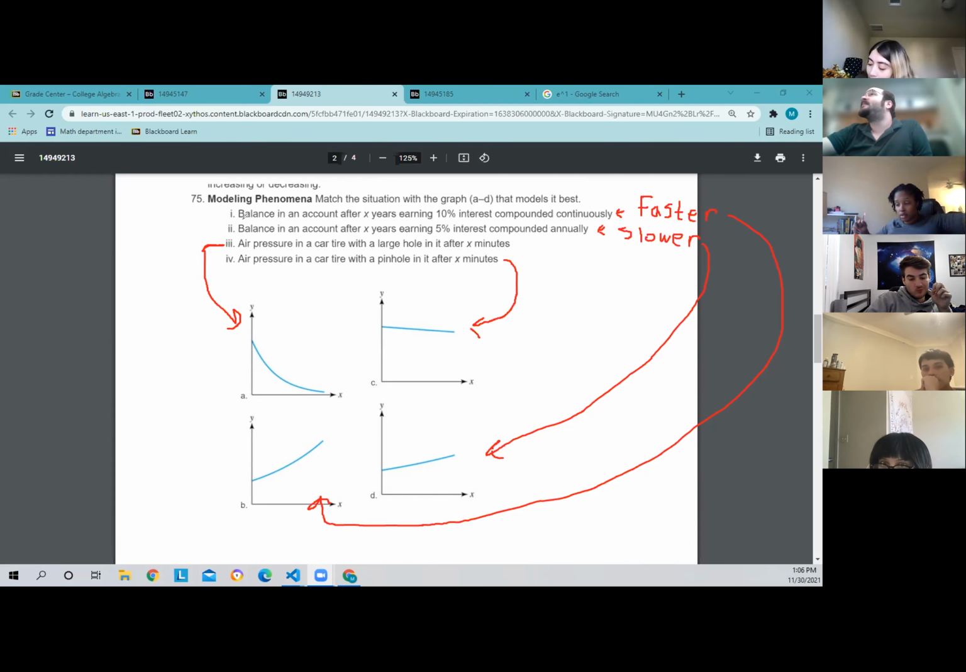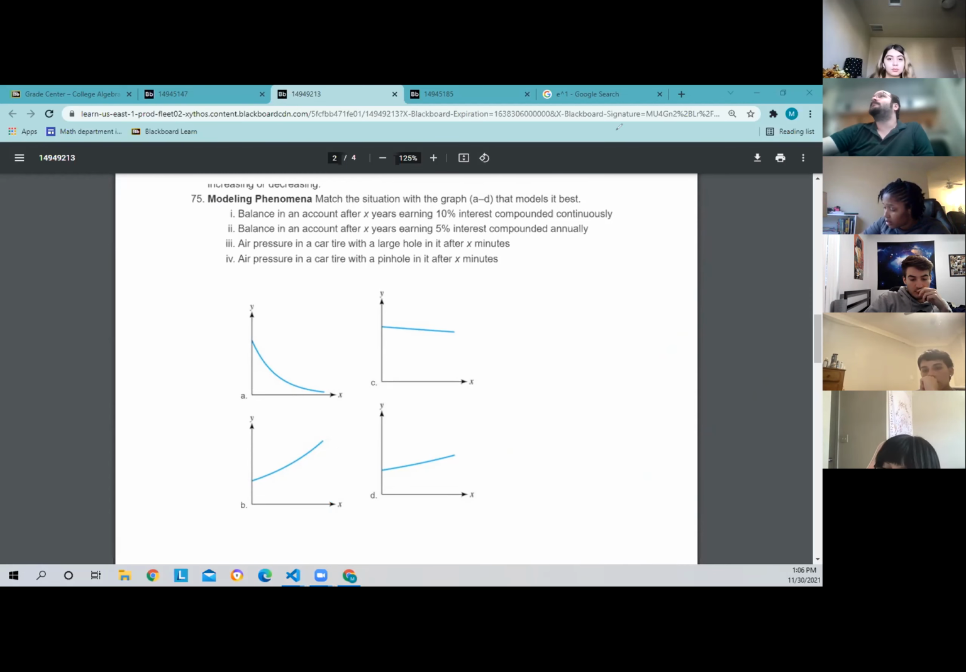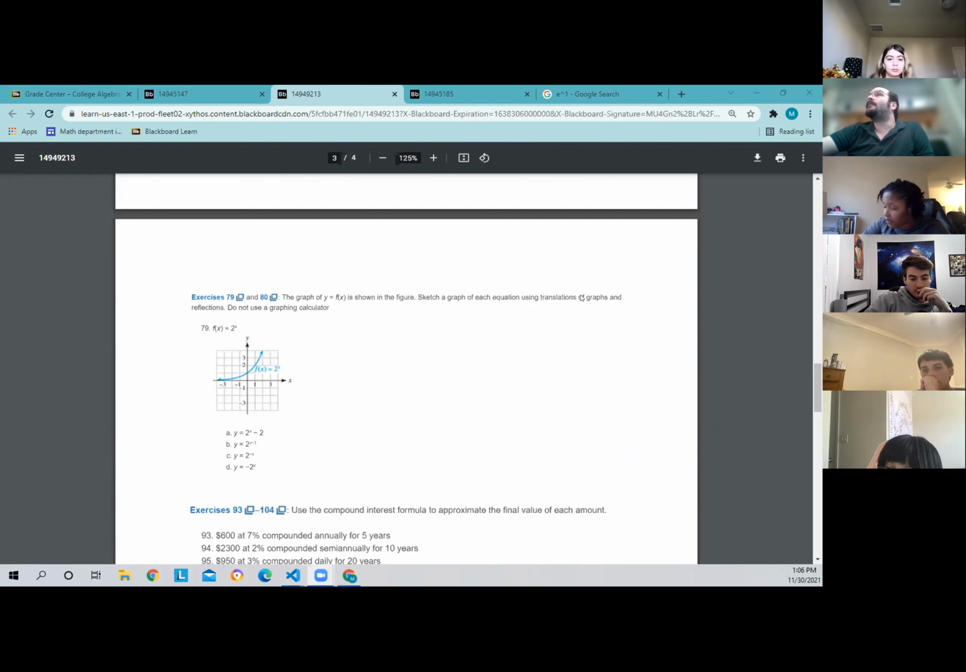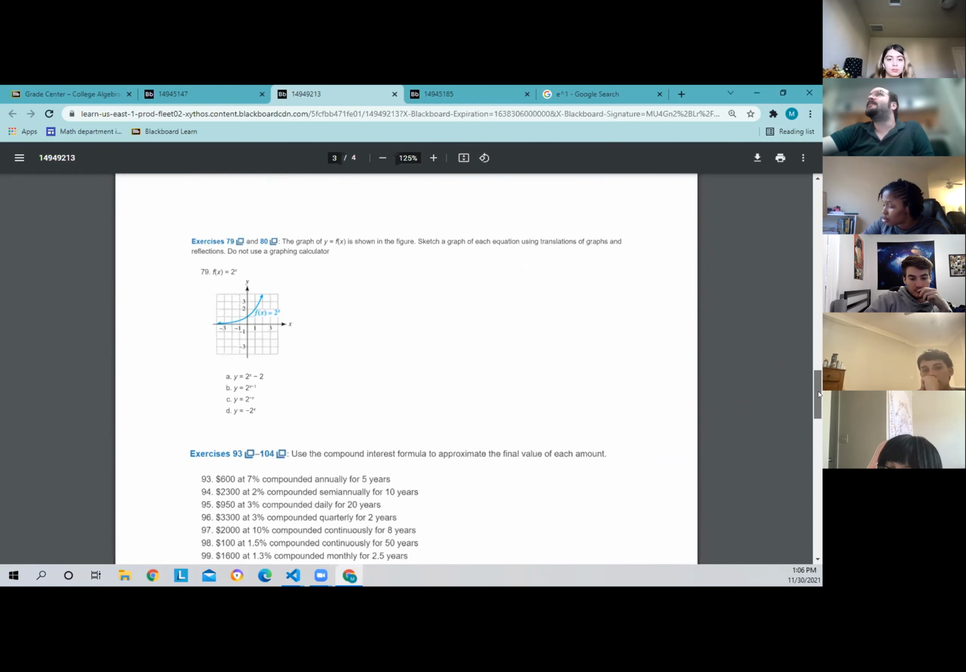Okay, and then when the balance grows, these are both sort of exponential growth. But this one is the faster growth. This one's the slower growth. And 79.